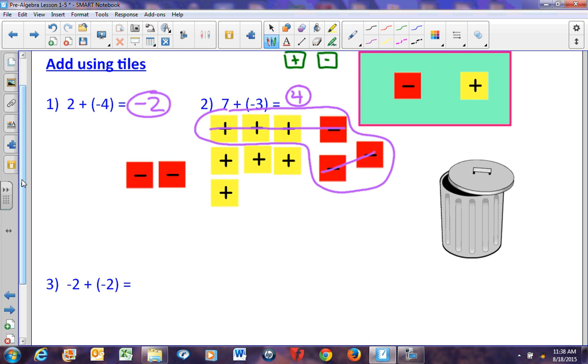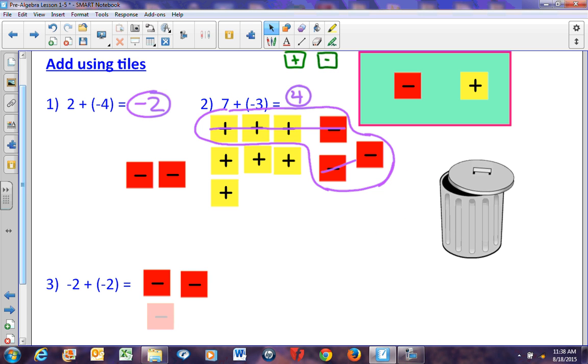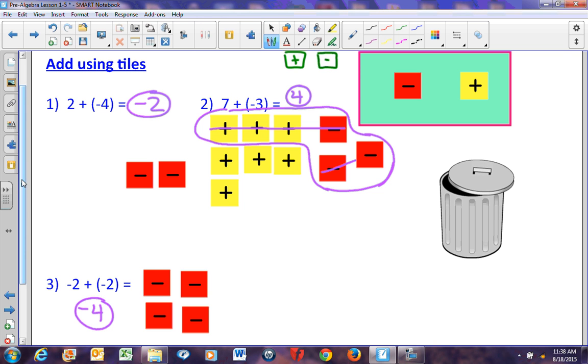Take a look at this next one here. Negative 2 plus negative 2. So I have negatives. There's 1. There's 2. And I'm going to add to it another 2 negatives. There's 1. And there's 2. Nothing cancels out because there are no positives. So my final answer here is negative 2 plus negative 2 is negative 4 because there are 4 negative tiles there.